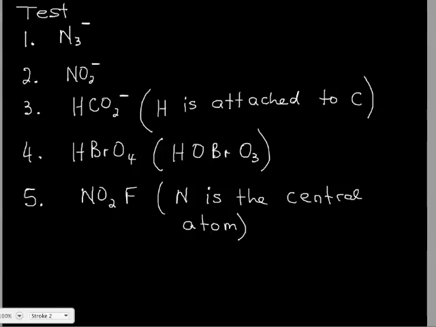I want you to pause the video, get yourself a sheet of paper and pencil, and see if you can do this by yourself. All right, welcome back. Now let's see how you did. Now, I will put the answers up. Number 1, 3 nitrogens have 15 electrons and the charge was 1, so we have altogether 16 electrons.